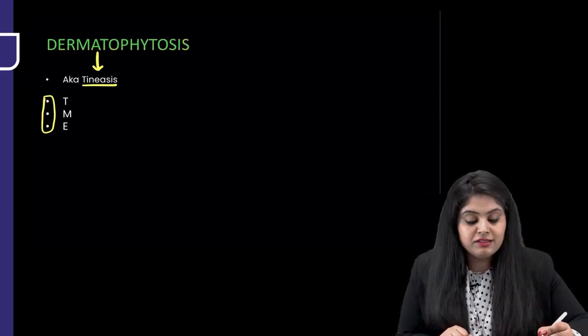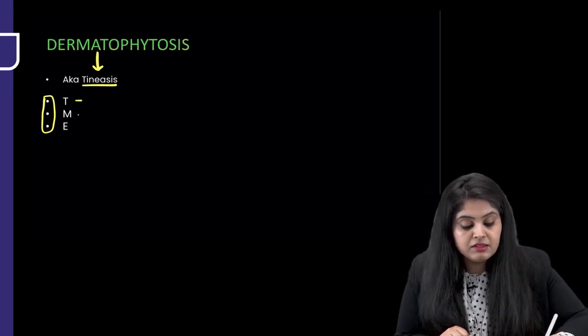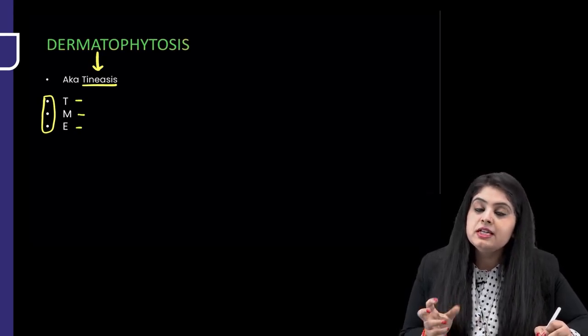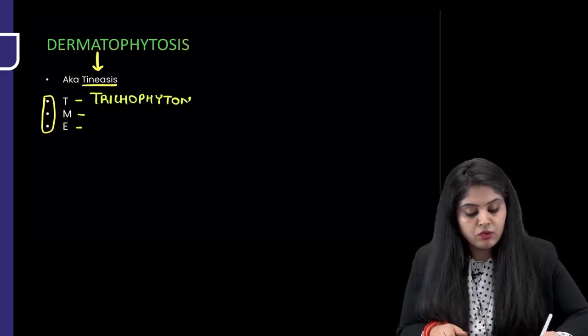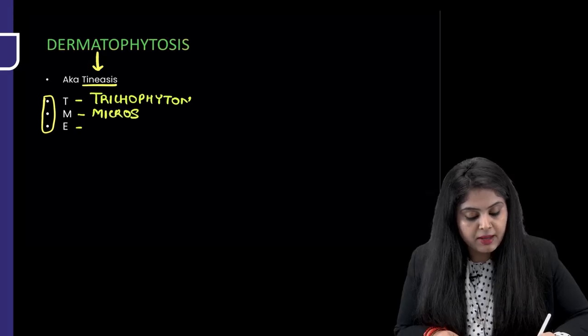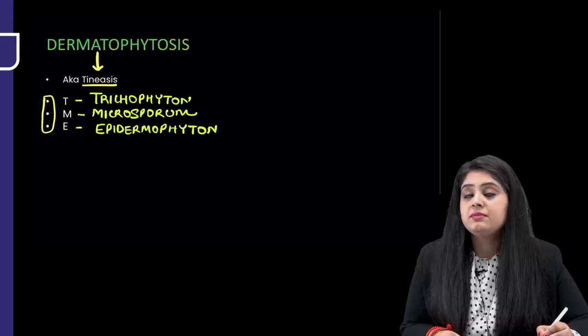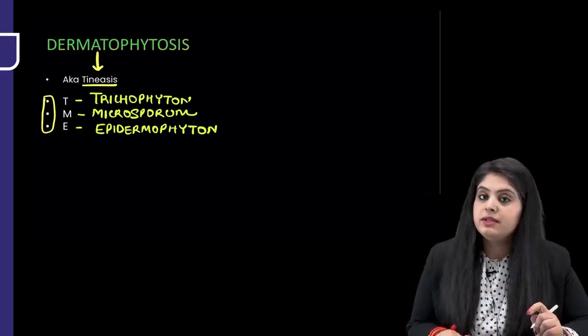So when I talk about tineasis, there are three organisms which are written as TME. Now remember, TME is a very famous short form. If you ever type the Telegram URL, it is t.me, right? So remember, T for Trichophyton, M for Microsporum, and E for Epidermophyton. Trichophyton, Microsporum, and Epidermophyton. That is what you have to know. So TME, and I'm telling you to learn it again and again in the same order, and I'll tell you why in exactly a few minutes when I tell you a mnemonic.